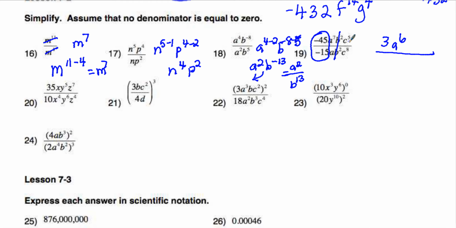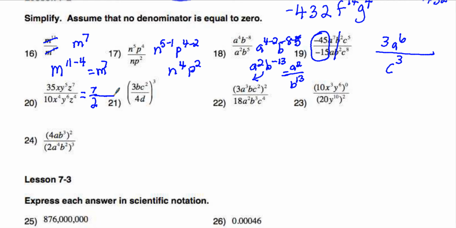Then I have my c's. Who's got more, top or bottom? The bottom does by 3, and then you're done. That's your answer. 20, same thing. 35 over 10 must reduce, okay? They're both divisible by 5, so I get 7 over 2.